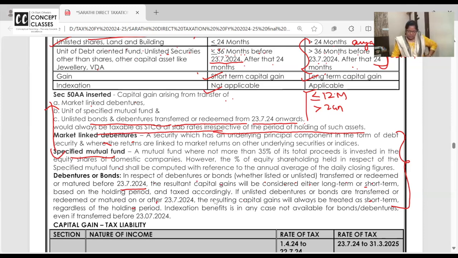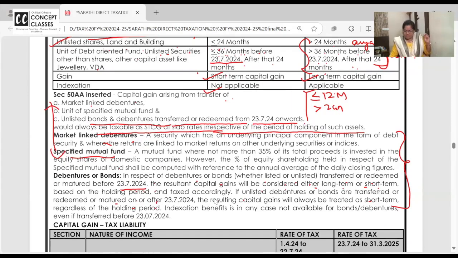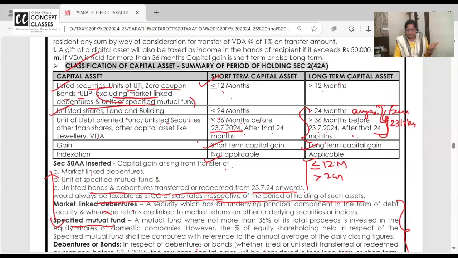in respect of debentures transferred or redeemed before 23rd July, the capital gain will be short term or long term. That will depend on the holding period of the debentures. Okay, right. But now, if the unlisted debentures or bonds are redeemed after 23rd July, the resulting capital gain will always be short-term capital gain. Indexation benefit in any case is not available in case of bonds and debentures if they are transferred after 23rd July. I want to repeat, if bonds and debentures are transferred after 23rd July, no indexation. First thing. Second thing is it will be treated as short-term capital gain. Before that, it can be short term or long term depending on the holding period.